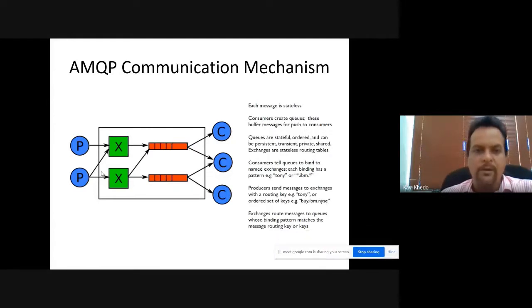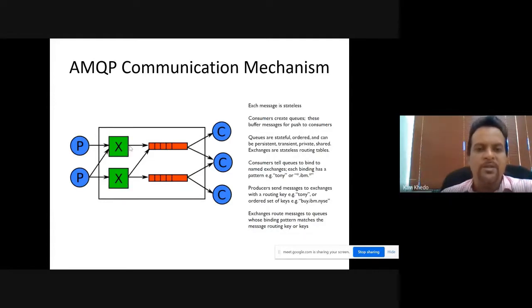Again, to make things clearer. So you have producers that produce data. It is sent messages, if you want. It is sent to a particular exchange. You notice that a producer can communicate with more than one exchange as well. These are exchanges, the X here, these are exchanges.